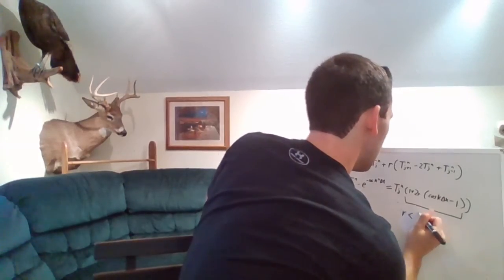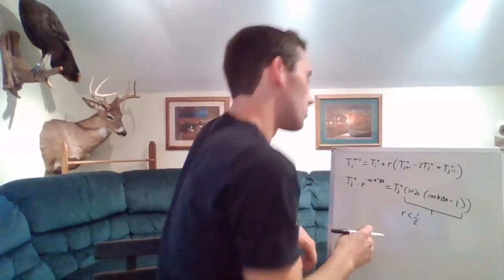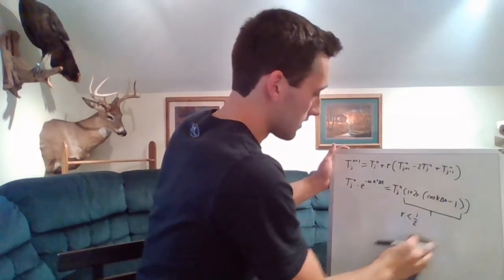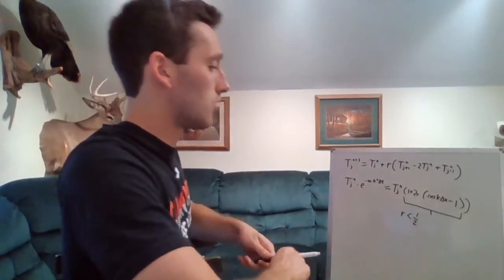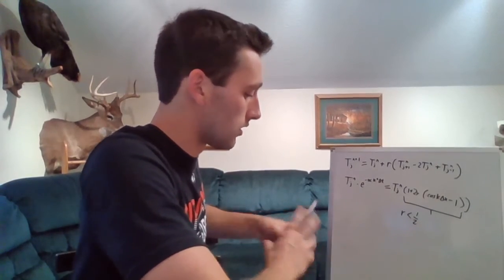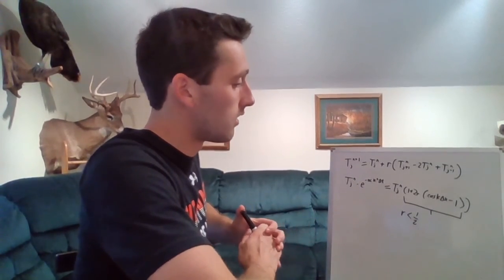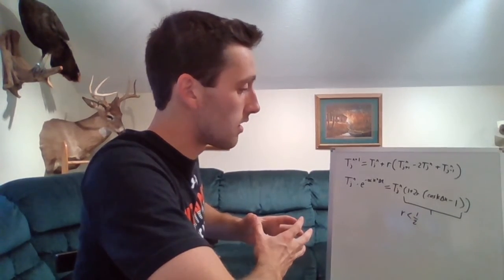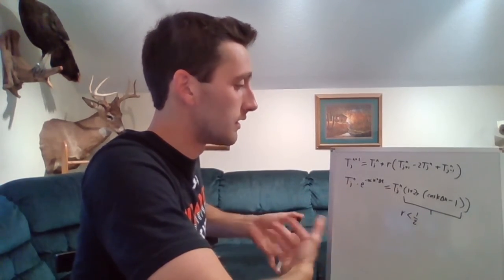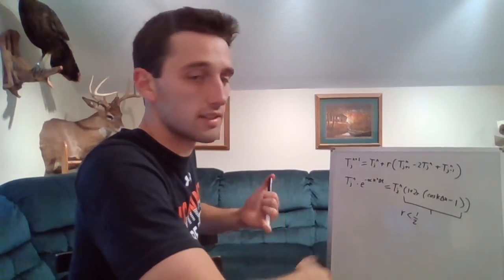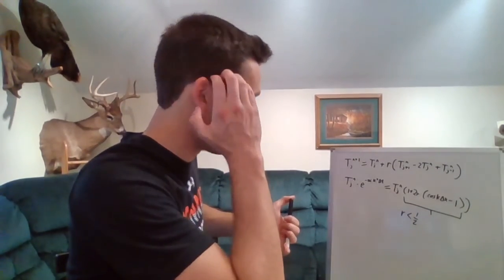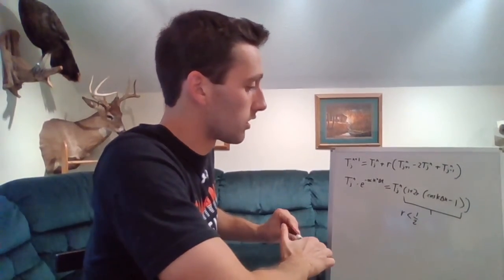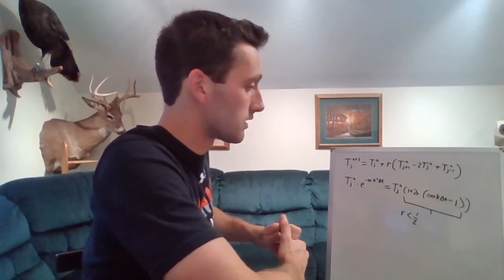So to answer the ultimate question, the value of r must be less than 1/2 in order to be stable. If r equals 0.6, it's an unstable value. So as long as r is less than 1/2, it is a stable value.